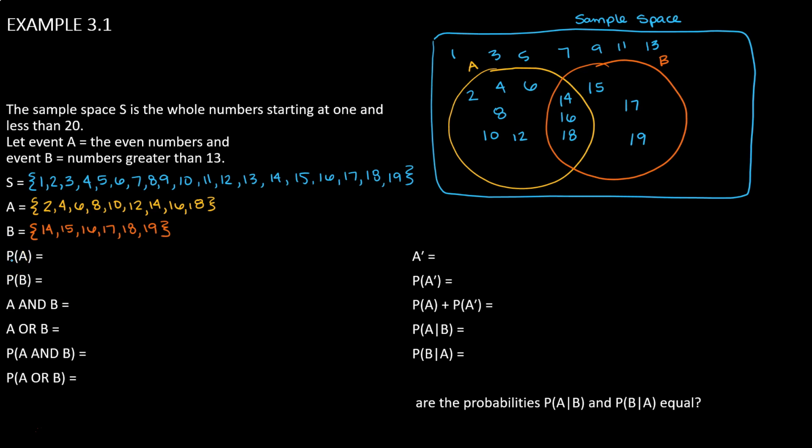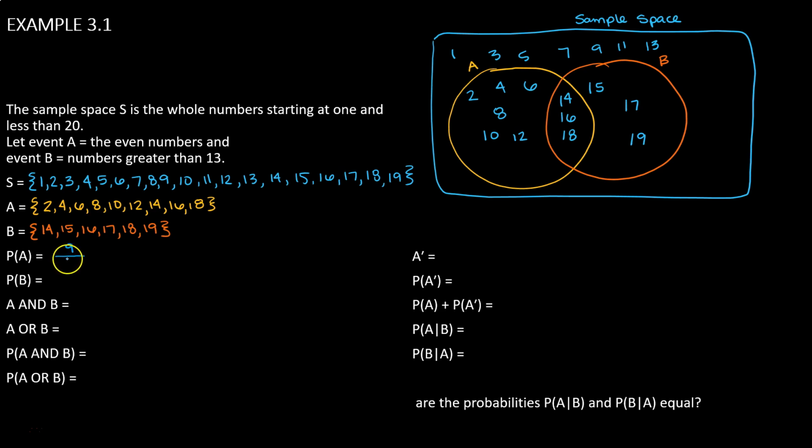To find the probability that we reach into our jar and pull a slip of paper out and the number on the paper is an even number, we're looking at the probability that event A happens. Our notation for that is capital P, parentheses, capital A. That says probability of event A happening. To determine that, we need to know how many ways could event A happen. Well, we could pick a 2, a 4, a 6, an 8, a 10, a 12, a 14, 16, or an 18. There are 9 ways that event A could happen.